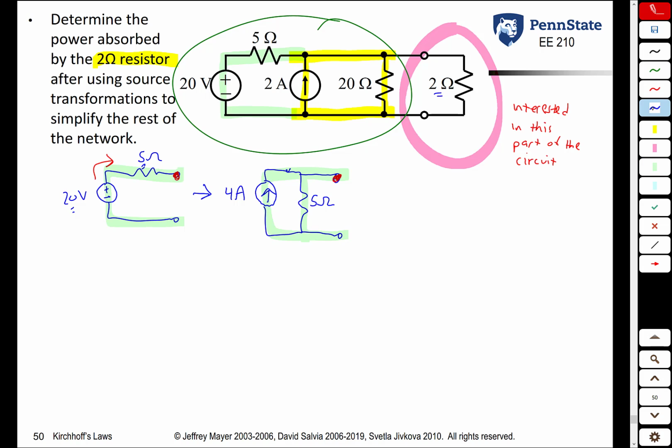How this is useful then is if we put this back into the original circuit with this source transformation, 4 amp, 5 ohms, stick that back in, so we still have this 2 amp source here, and we still have this 20 ohm resistor here.